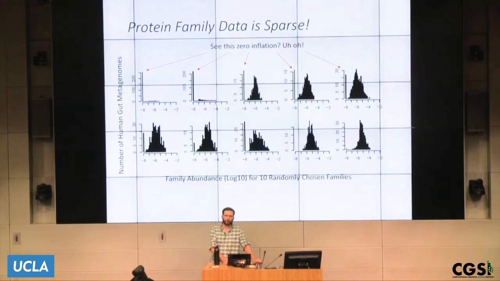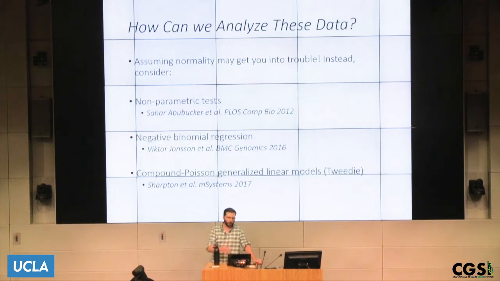And you can take a look at my slides, which I'll make available. I point you to a couple of papers that implement robust statistical procedures that can allow you to more accurately and reasonably impute associations between your protein family predicted capacities and environmental covariates that you're interested in.